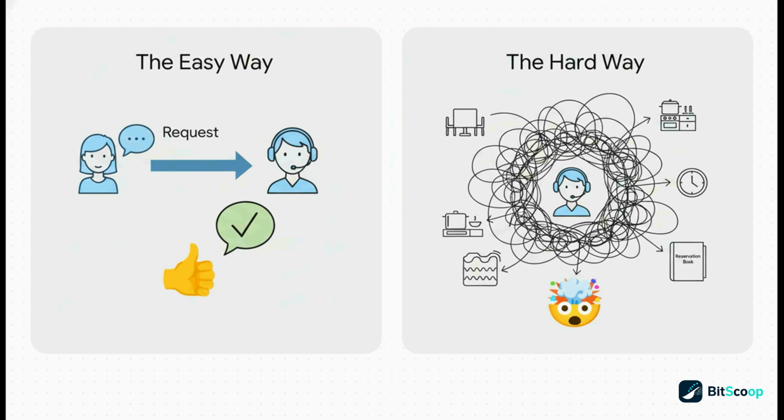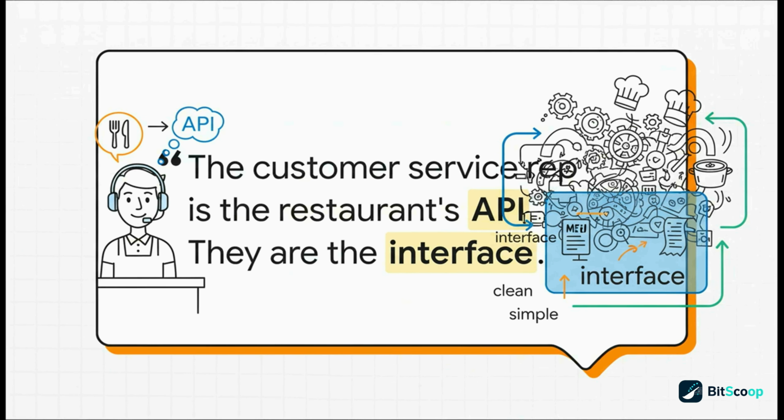Easy. But imagine the hard way. You'd have to somehow get into their system yourself and figure out everything. Table counts, kitchen capacity, who's on shift. I mean, it would be an absolute mess, super complicated, and you'd be seeing all this private info you really have no business seeing. And that right there, that's the key in our little story. That helpful customer service rep, that's the API. They are the clean, simple interface. They let you, the customer, interact with the super complex system of the restaurant without you ever needing to know about all the messy details happening behind the scenes.